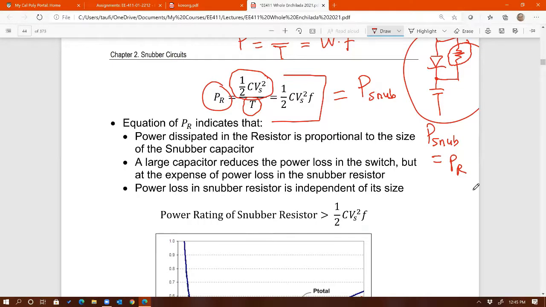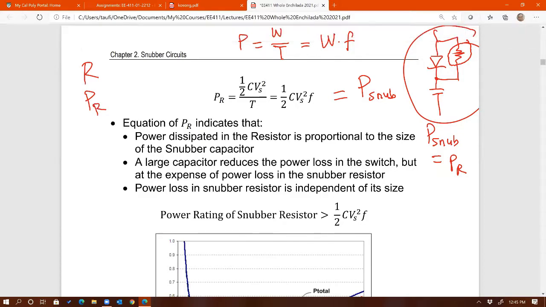Okay, if not, then this is a very important equation right here. When you select the resistor, not only do you need to select the R value, just like any other resistor, especially in power electronics, you also need to size the resistor based on its power rating. So you want to make sure that R is properly sized and the power rating of the resistor is properly sized as well.